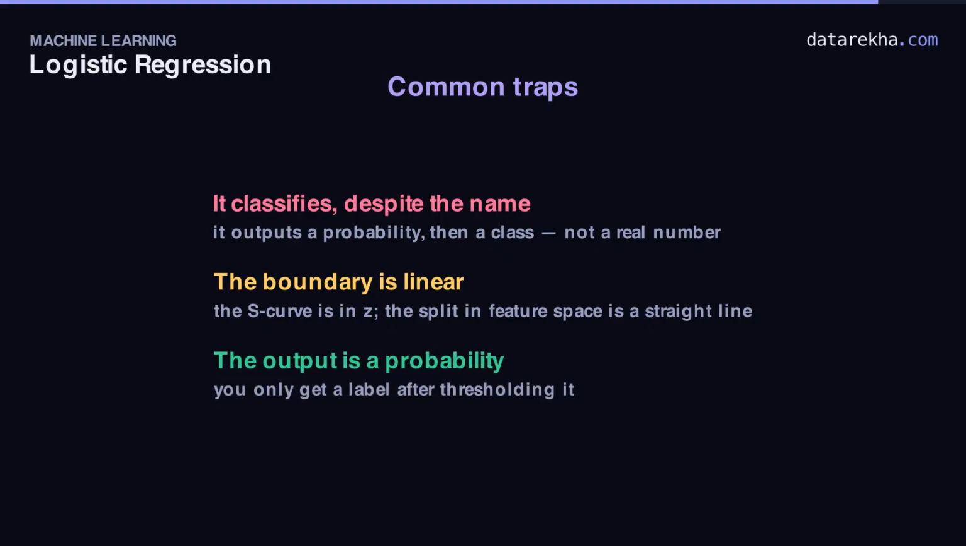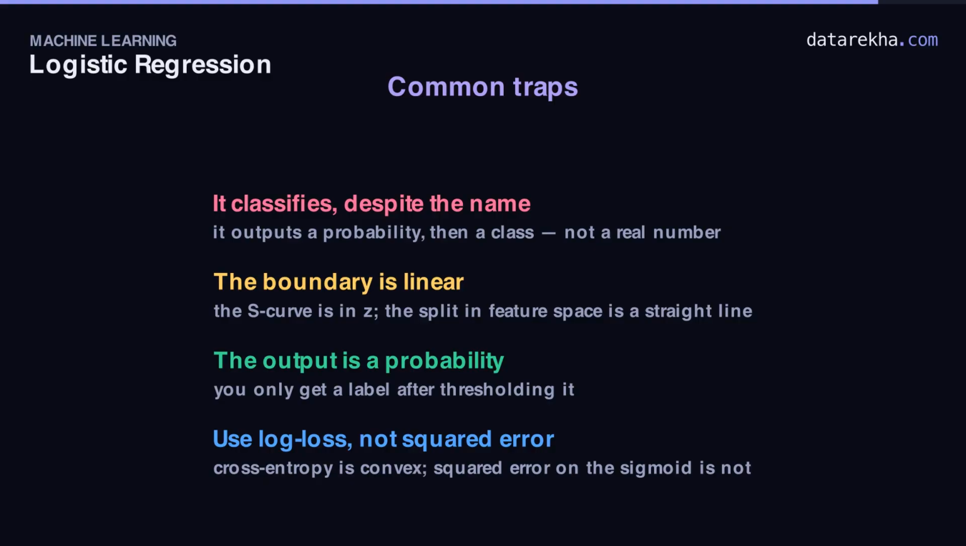Trap 3. Forgetting the core output is p, a probability. The class label only appears once you threshold it, and you can tune that threshold away from one half when the costs are lopsided. And trap 4, reaching for squared error. On the sigmoid, it's non-convex and shaky to optimize. For logistic regression, always train with cross-entropy, the log loss.